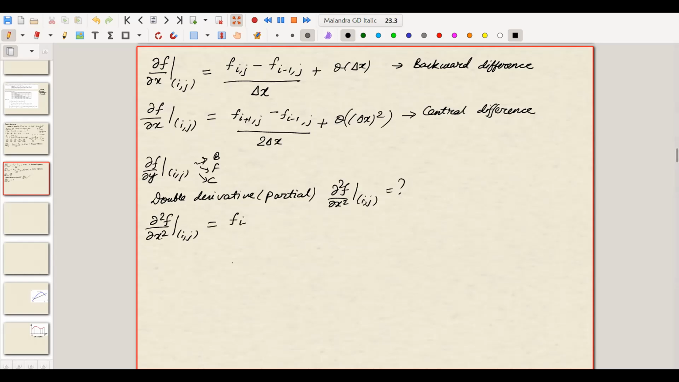So it will be f i plus 1 comma j minus 2 f i j plus f i minus 1 comma j, divided by delta x square, or you can write h square. I am writing delta x so that you remember the x and y components. If you just write h, you might forget that it is only one variable. Okay. So this is the forward. Similarly, you can write the backward and the central also for this.